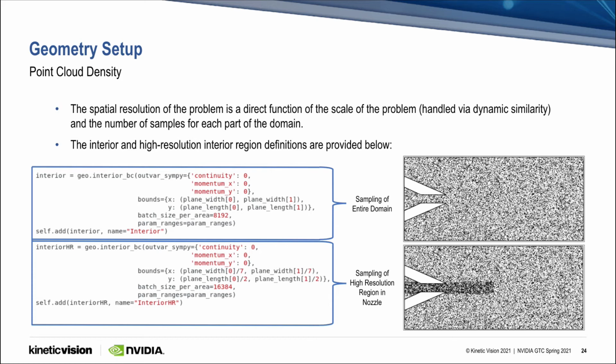The point cloud density is also something that's subject to user input. The batch sampling of your physical domain is up to your specification. The way it was approached here for this 2D nozzle is that we started out with a background, which is shown in the top right image. And then we also added in a high resolution region within what would be called the nozzle's potential core, where you experience a lot of velocity gradients. Each snippet of code that generated each one of these batch samplings is shown at the left.